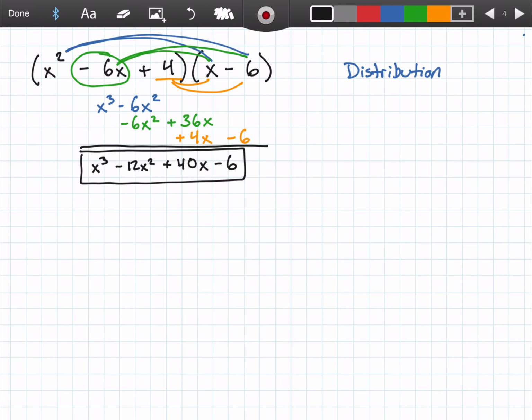Okay, now we're going to get into the fun stuff that I know all of you missed, all of our exponent rules and stuff.